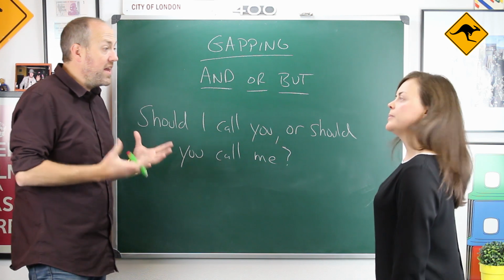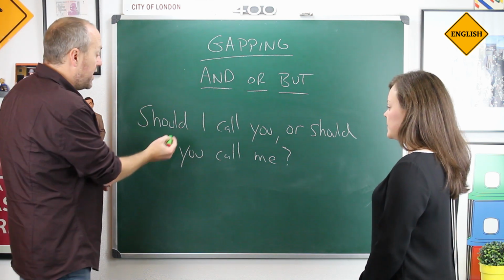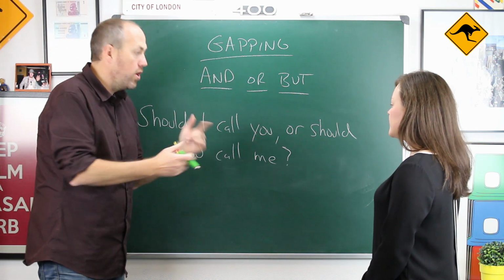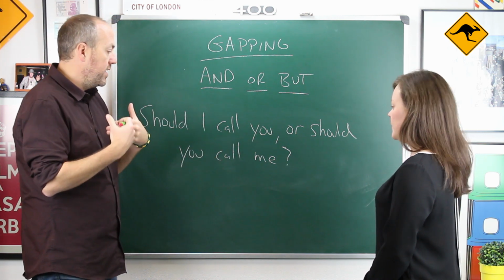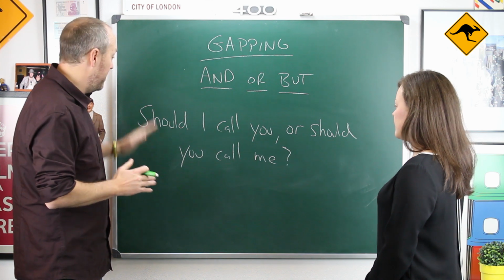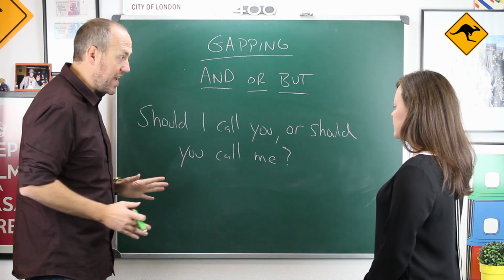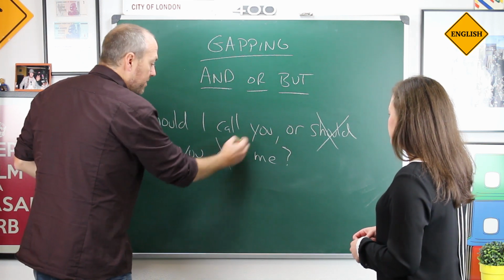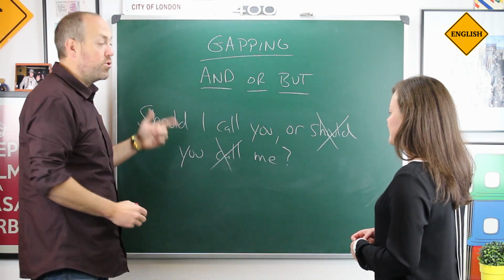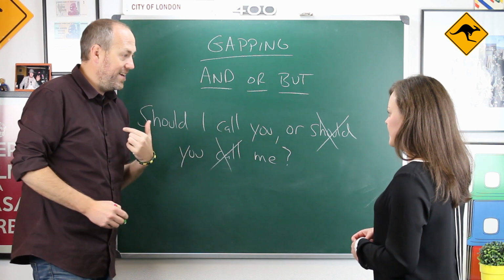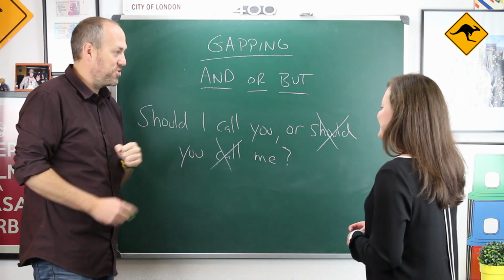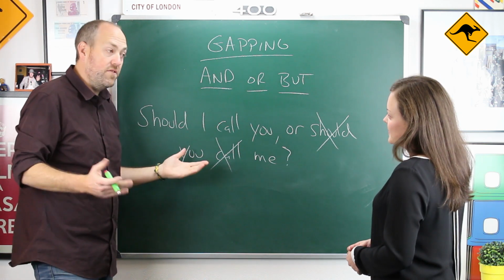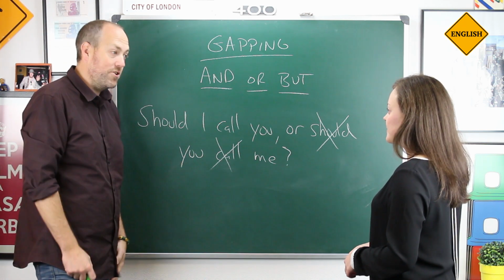So this is another example. And here we have the auxiliary verb should. Should I call you? Or should you call me? We can eliminate the auxiliaries and the verbs that are the same from the second part. So should and call. So you can say, should I call you or you me? It's weird, right? Strange. But as I said before, this is something which is very common in informal English.